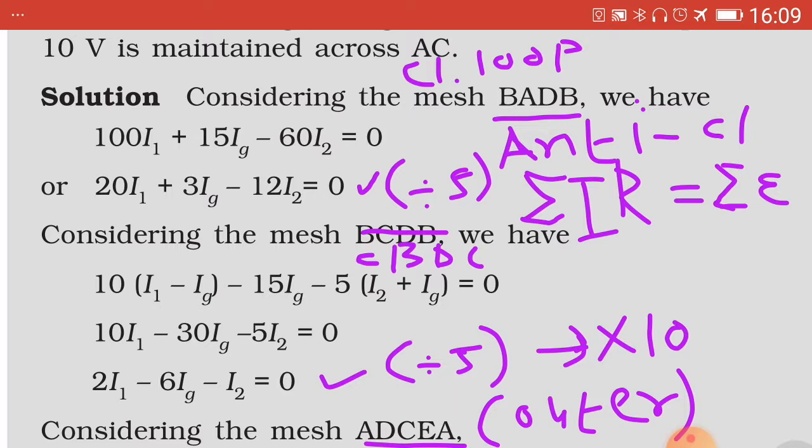Now simplifying Ig, that will be, first one is minus 10 Ig, from the second term is minus 15 Ig, and the last one is minus 5 Ig. So total leads to minus 30 Ig. So therefore 10 I1 minus 30 Ig minus 5 I2 equal to 0. Now dividing each term by 5, we get 2 I1 minus 6 Ig minus I2 equal to 0.